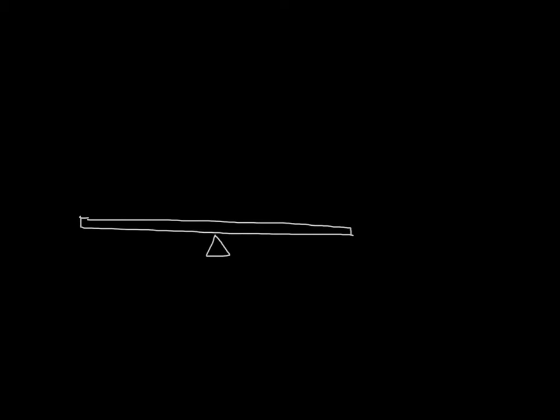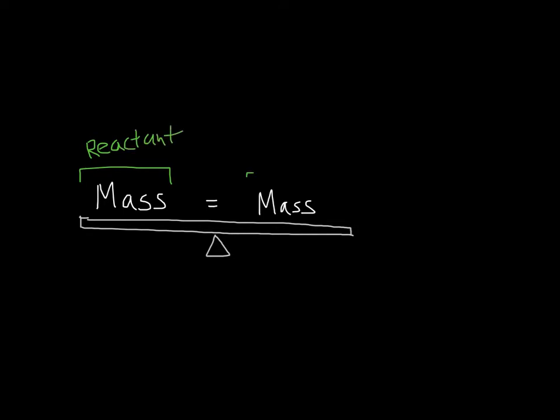Hello! Now we're going to look at how we can use the law of the conservation of mass to say that the mass on one side of a reaction has to equal the mass of the other side. And when I say sides, I'm talking about a chemical equation where this is the reactant side. The mass of the reactant has to equal the mass of the product.